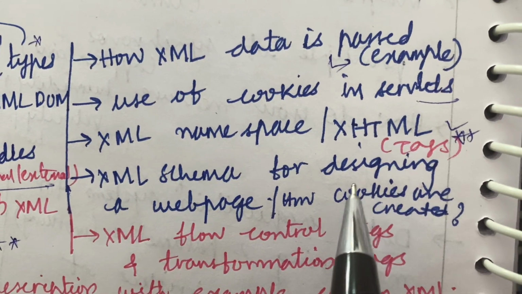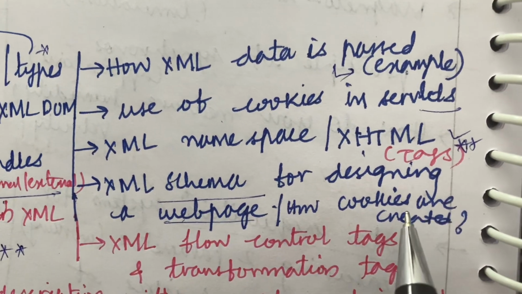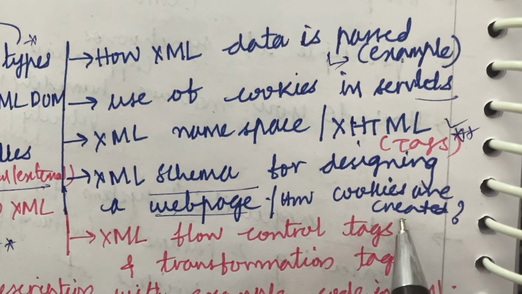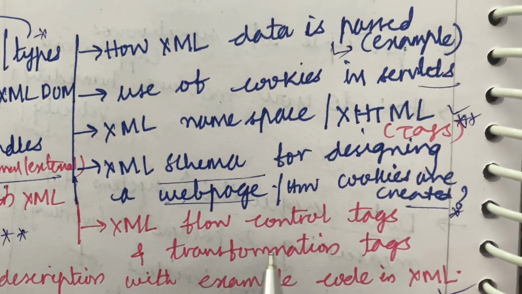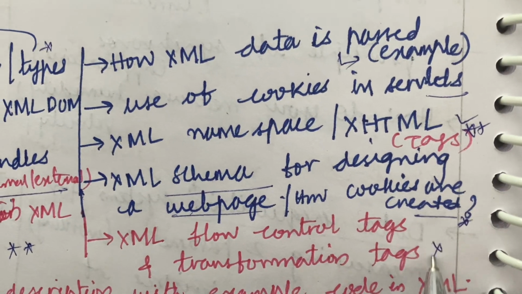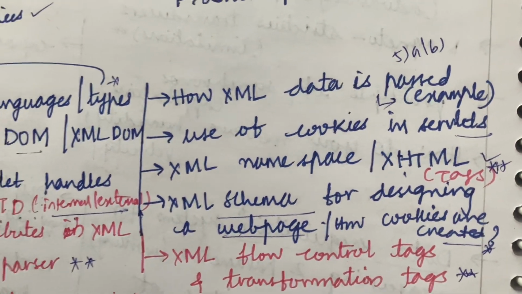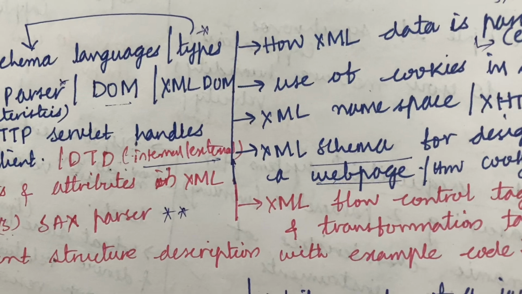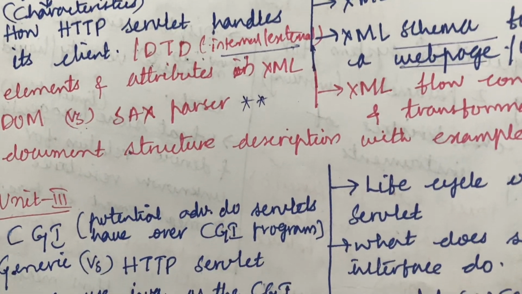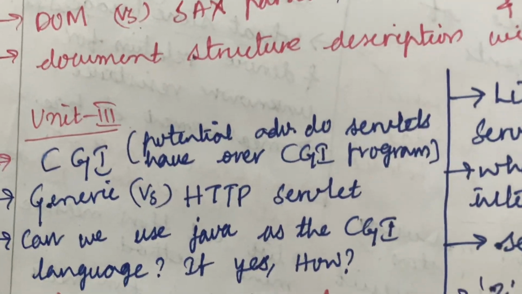XML schema for designing a web page is also said to be a short question as well as a 5-mark question. How cookies are created may be a short question, and XML flow control tags and transformation tags is also said to be a topmost question, which may be asked in 5A as well as 5B this time in your question paper. Do not forget to write all the answers point-wise, where you are going to score better marks if you follow my tips.